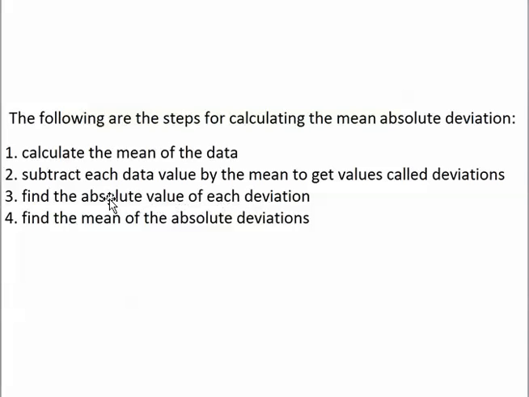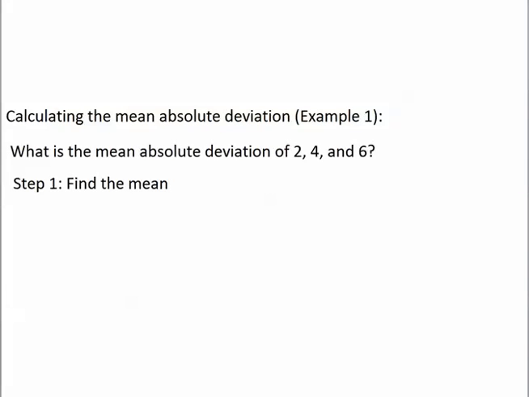And once you have the absolute value of each deviation, you find the mean of all of the absolute deviations. Let's go through an example. Let's find the mean absolute deviation of 2, 4, and 6. First, we have to add the 3 data values and divide the total by 3 to get the mean.